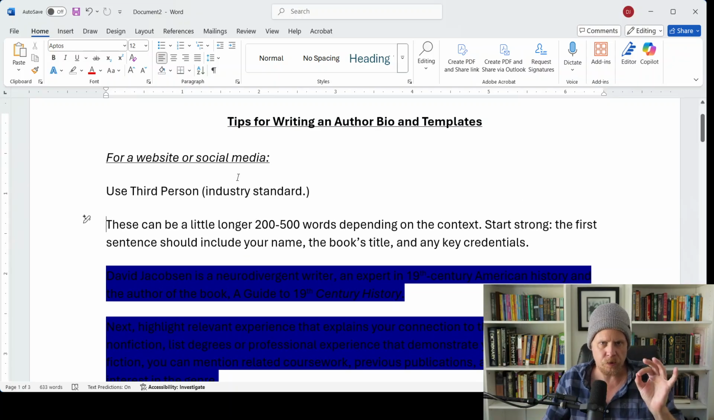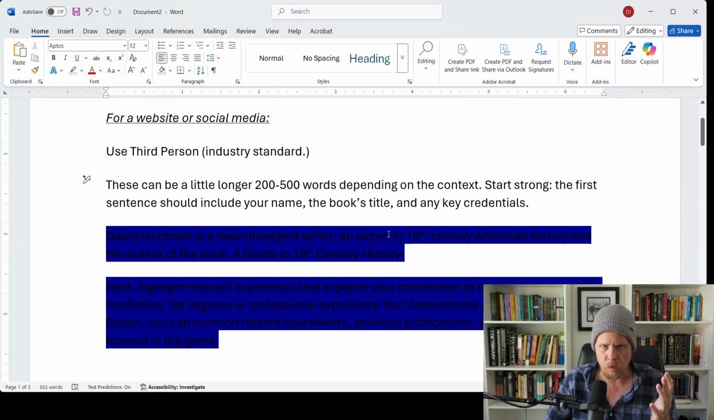For website and social media, you can make these a little bit longer. Obviously, it has to fit within the parameters. Let's say there are character limits sometimes on, for example, X. You need to pay attention to those. But these can generally be a little bit longer if you want, right? 200 to 500 words is something to potentially shoot for in terms of a range, right?